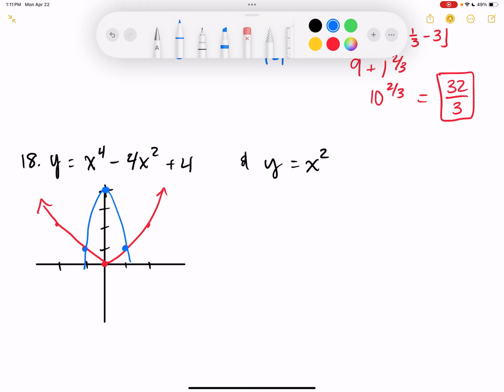Now, if you don't believe me, you shouldn't yet until you see it for yourself. Everybody, plug these functions in individually here, and we'll show you that we're right. First of all, you just need to type this in. Then Zoom 6, Zoom Standard.